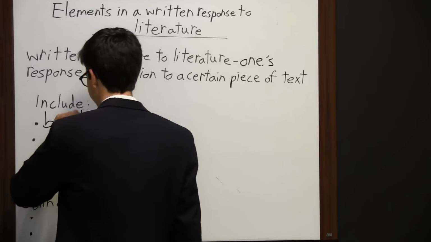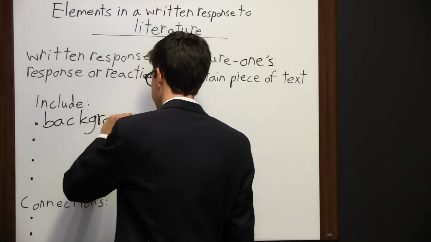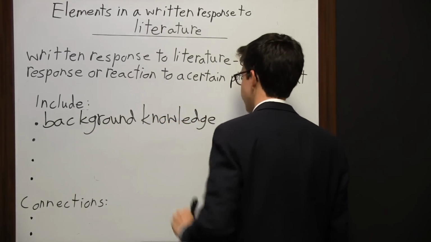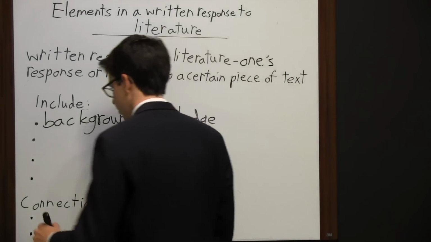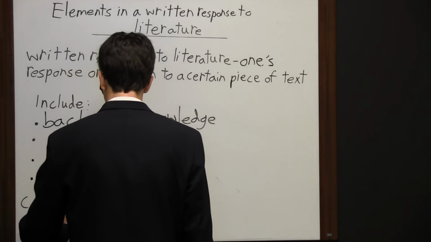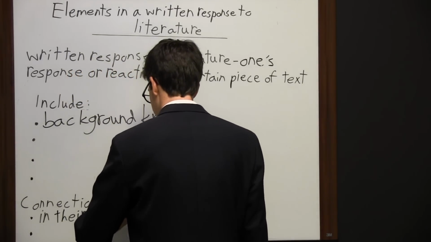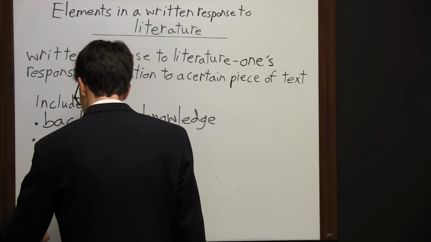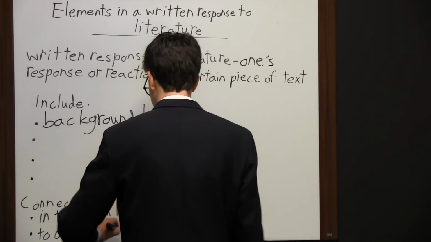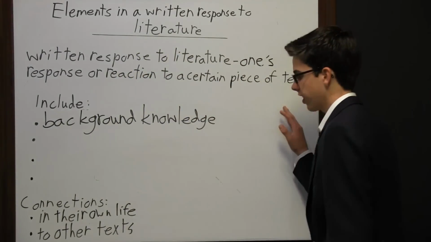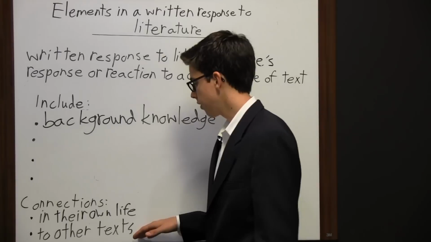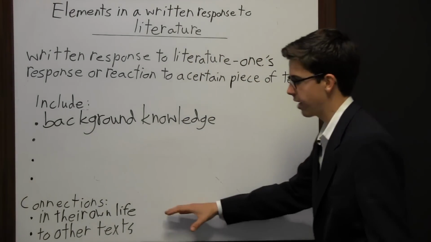So first, they need to include their background knowledge. Their background knowledge on the subject at hand. And this gives them credibility because it shows that they know what they're talking about. And a couple of connections they need to make are connections to things that have happened in their own life and connections to other texts that they may have read. So this also helps establish credibility by showing they know what they're talking about, because they must really understand the piece of text if they've experienced the same types of things in their own life, or if they've read other pieces of text talking about the same thing. So that all establishes credibility.